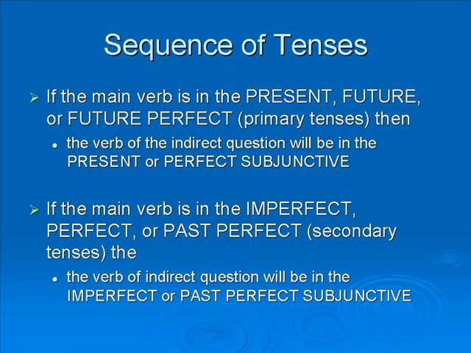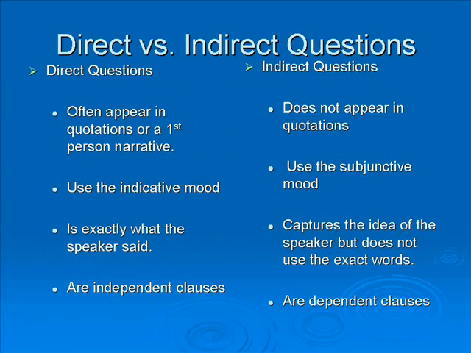If the main verb is in the present, future, or future perfect tense, called the primary tenses, then the verb of the indirect question will be in the present or perfect subjunctive. If the main verb is in the imperfect, perfect, or past perfect tense, known as the secondary tenses, the verb of the indirect question will be in the imperfect or past perfect subjunctive.